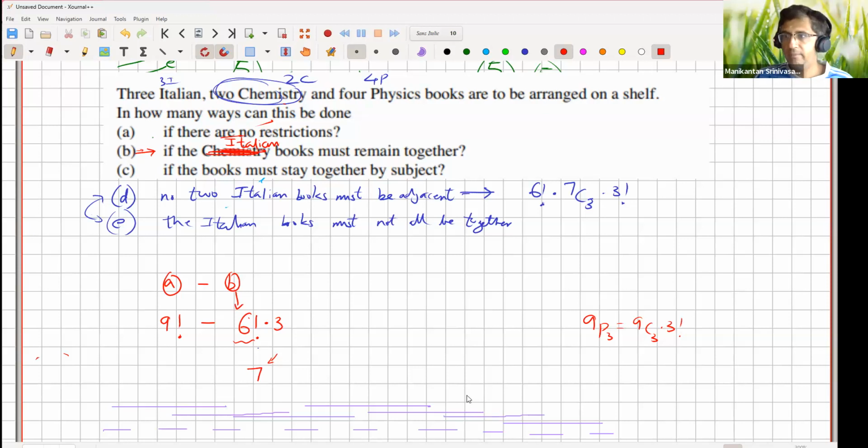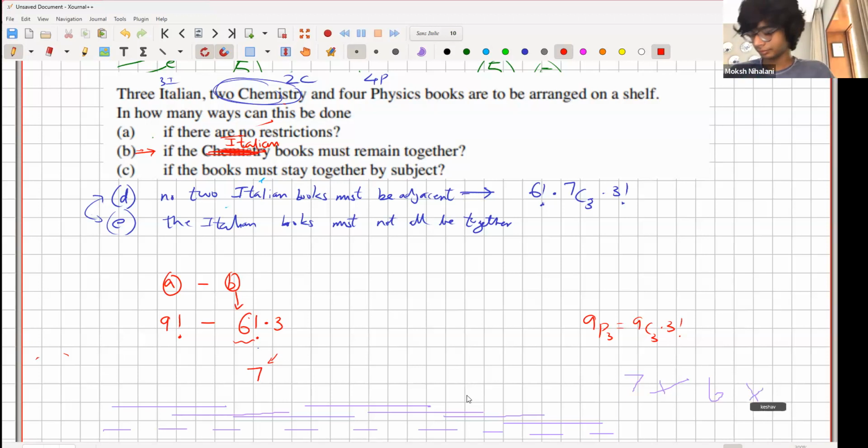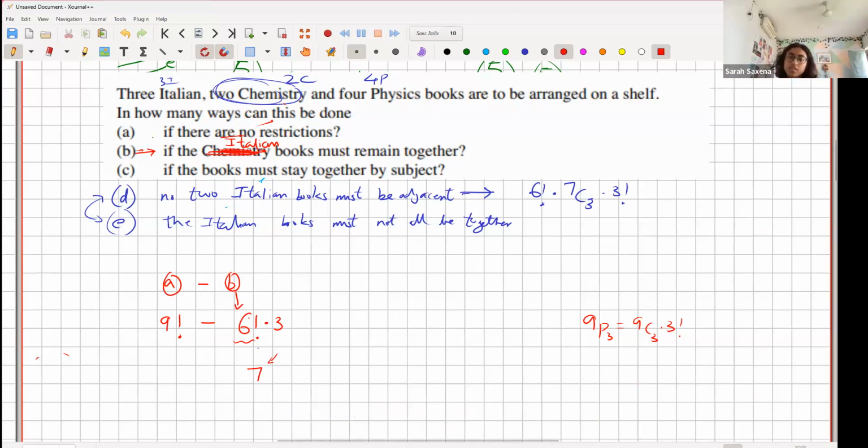Don't you have to arrange them? And don't you have to arrange the remaining books, the chemistry and the 7 times 6? 7 times 3 factorial, you mean? But what about the physics and chemistry books? Those also have to be arranged, right? I think he accounted for that. If you take the Italian books as one group, that's 6 other books in one group. So by doing the 7 factorial, he's arranging the other books. He's not doing 7 factorial. He just said 7. Oh, my bad. Go ahead, Sarah.